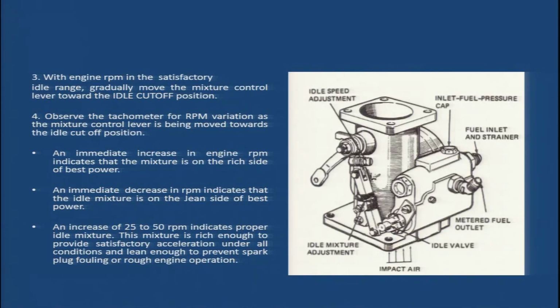This mixture is rich enough to provide satisfactory acceleration under all conditions and lean enough to prevent spark plug fouling or rough engine operation. So, during the movement of the mixture control lever from rich position to idle cutoff position, if the RPM increases by 25 to 50 and then drops, this indicates that your mixture is correctly set, and this mixture gives you satisfactory acceleration under all conditions and is also lean enough to prevent spark plug fouling or rough engine operation.